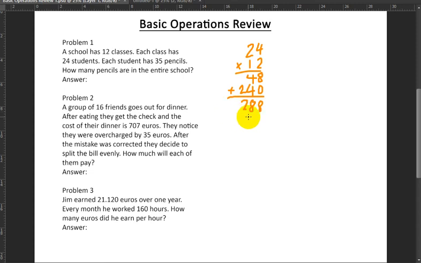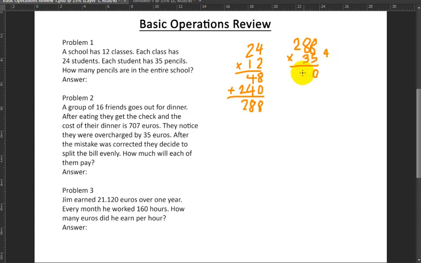Now we know that each one of these students has 35 pencils. So to find the number of pencils, we have to multiply the number of students with the number of pencils. So 288 times 35. Okay, this one's a little harder than the last one. 5 times 8 makes 40. Write 0, carry 4.